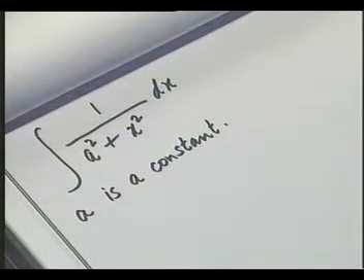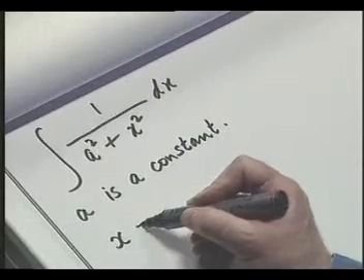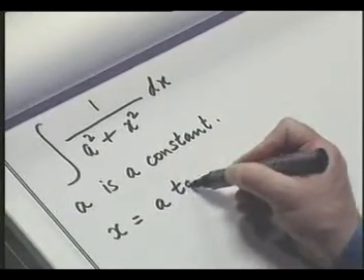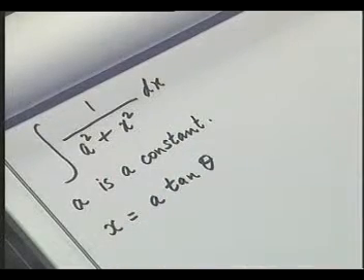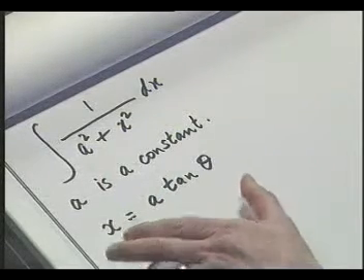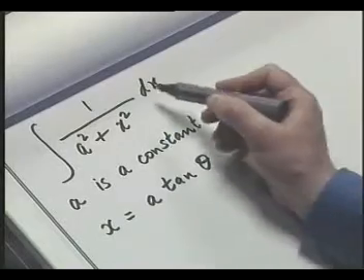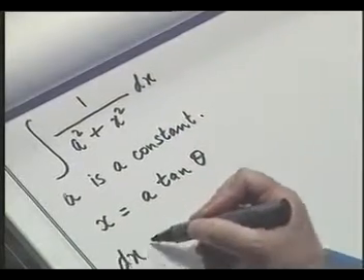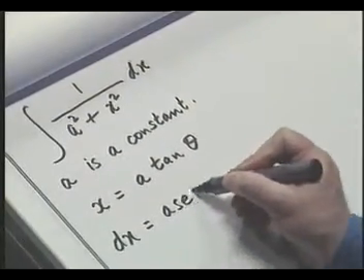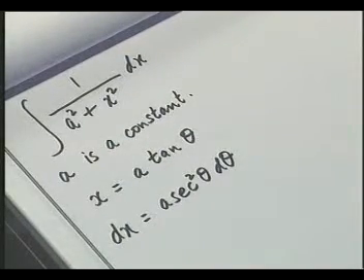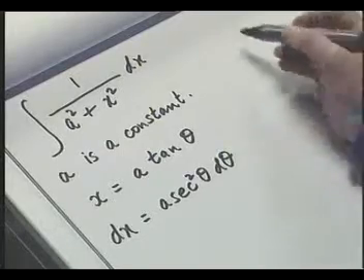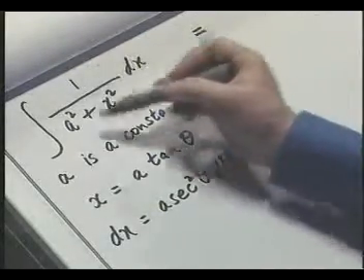This time, I'm going to make the substitution, let x be a tan theta. And we'll see why we've made that substitution in just a little while. With this substitution, x is a tan theta, the differential dx becomes a secant squared theta d theta. Let's put all this into this integral here.